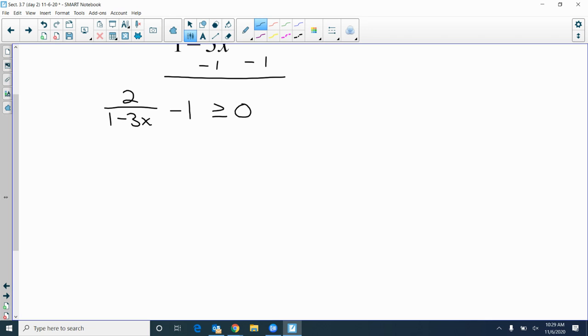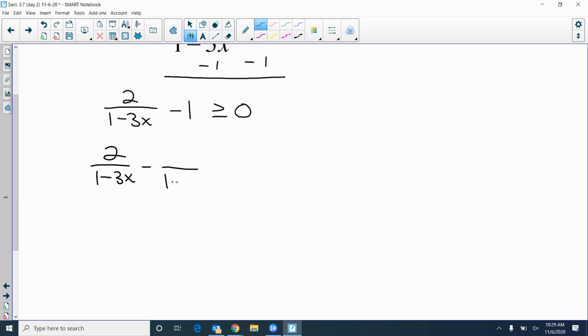Multiply it by the denominator. What's your end goal there? It's basically just like 1 over 1, so 1 minus 3x over 1 minus 3x. Okay, we've got to get a common denominator. That's what I was hoping to coax out of you.